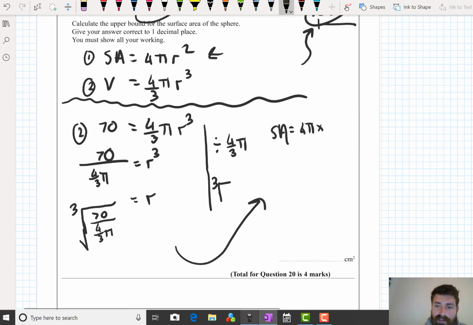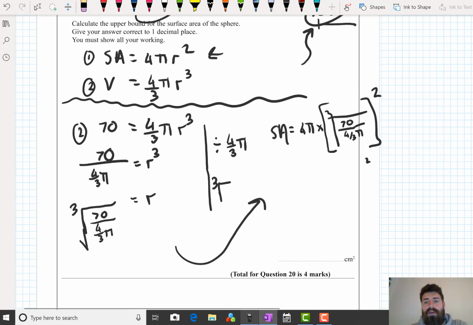I need to get this, so I'm going to put it in a square bracket. You can put it in a regular one if you want. 70 divided by 4 over 3 pi. Yes, it's slanted, it's fine. That squared. So this here is r squared. Right, so all I need to do at this point is put this into a calculator, but with one last thing.